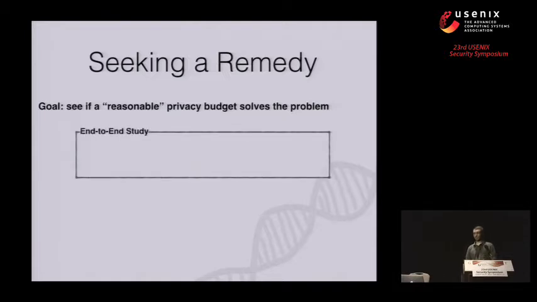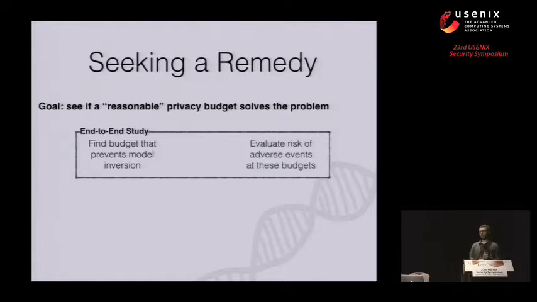And this is what the end-to-end study characterizes. So on the one end, we're going to find a range of privacy budgets that does prevent our model inversion attack here. And on the other, we're going to evaluate how well pharmacogenetic models that are trained at those privacy budget settings do in predicting warfarin dosages for patients.